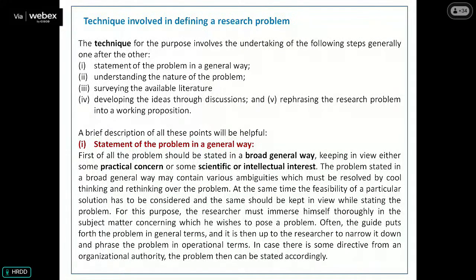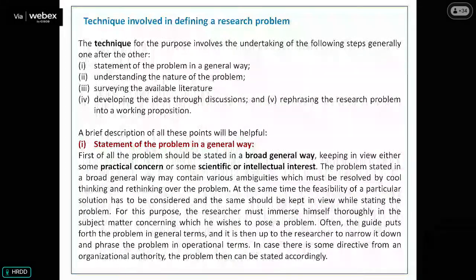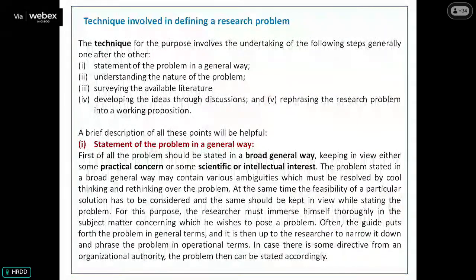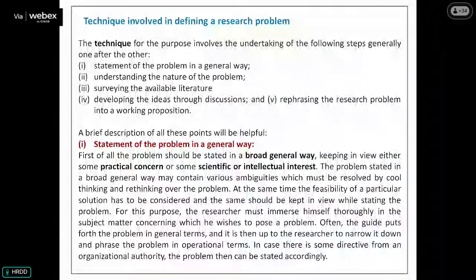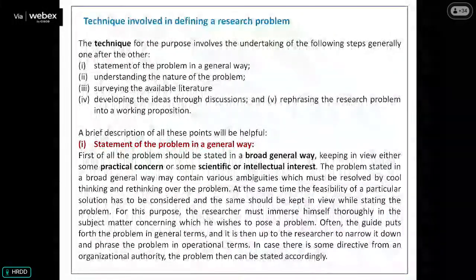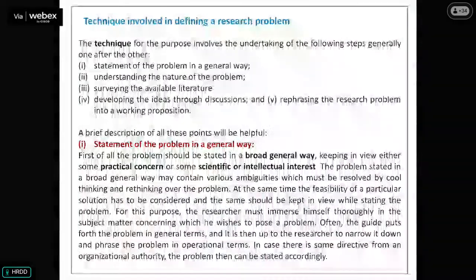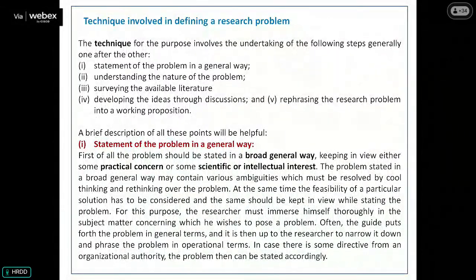You go ahead with the ambiguities also, you propose it, and also discuss with your supervisors or guide or lab mates. You tell whatever you think from your understanding. Let there be errors, but slowly those errors will be cut off as you discuss and as you go ahead with your literature survey. There are various ambiguities which must be resolved by cool thinking and rethinking over the problem. At the same time, the feasibility of a particular solution has to be considered and kept in view while stating the problem. So feasibility-wise also it should be thought about.